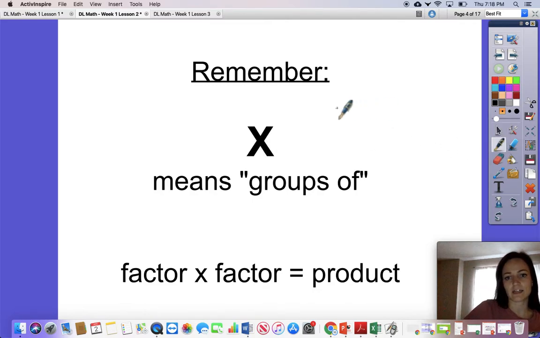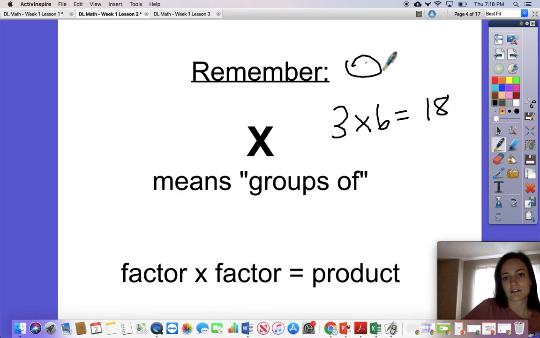So when we had like 3 times 6, for example, that was saying 3 groups of 6 equals 18, right? So we could draw it as 3 groups of 6, okay? It also can mean rows of or columns of, right? But when we're multiplying, we're using equal groups. That means there's the same amount in each group, okay?